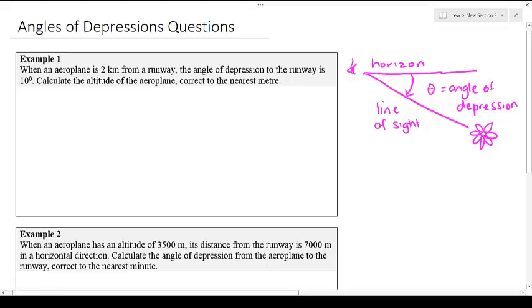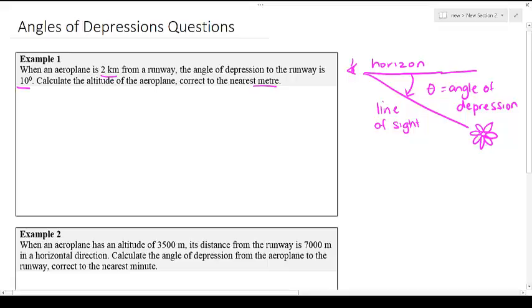So let's begin with the first question. When an aeroplane is 2 kilometers from the runway, the angle of depression to the runway is 10 degrees. Calculate the altitude of the aeroplane correct to the nearest meter.